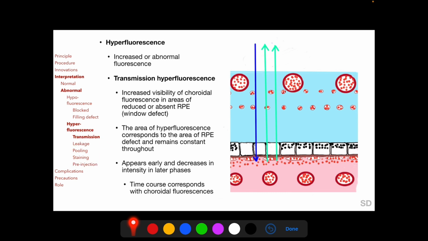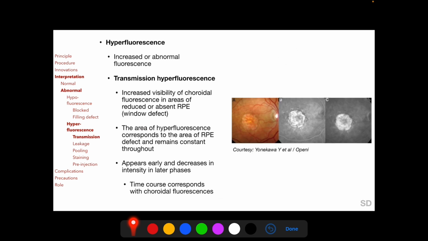As we will discuss, these 5 subtypes can be differentiated from one another by the change in the area and the intensity of hyperfluorescence from early phase to late phase of the angiogram. Transmission hyperfluorescence is increased visibility of choroidal fluorescence in areas of reduced or absent retinal pigment epithelium where the content of melanin decreases. The area of the hyperfluorescence corresponds to the area of the retinal pigment epithelial defect, and the area remains constant throughout the angiogram.